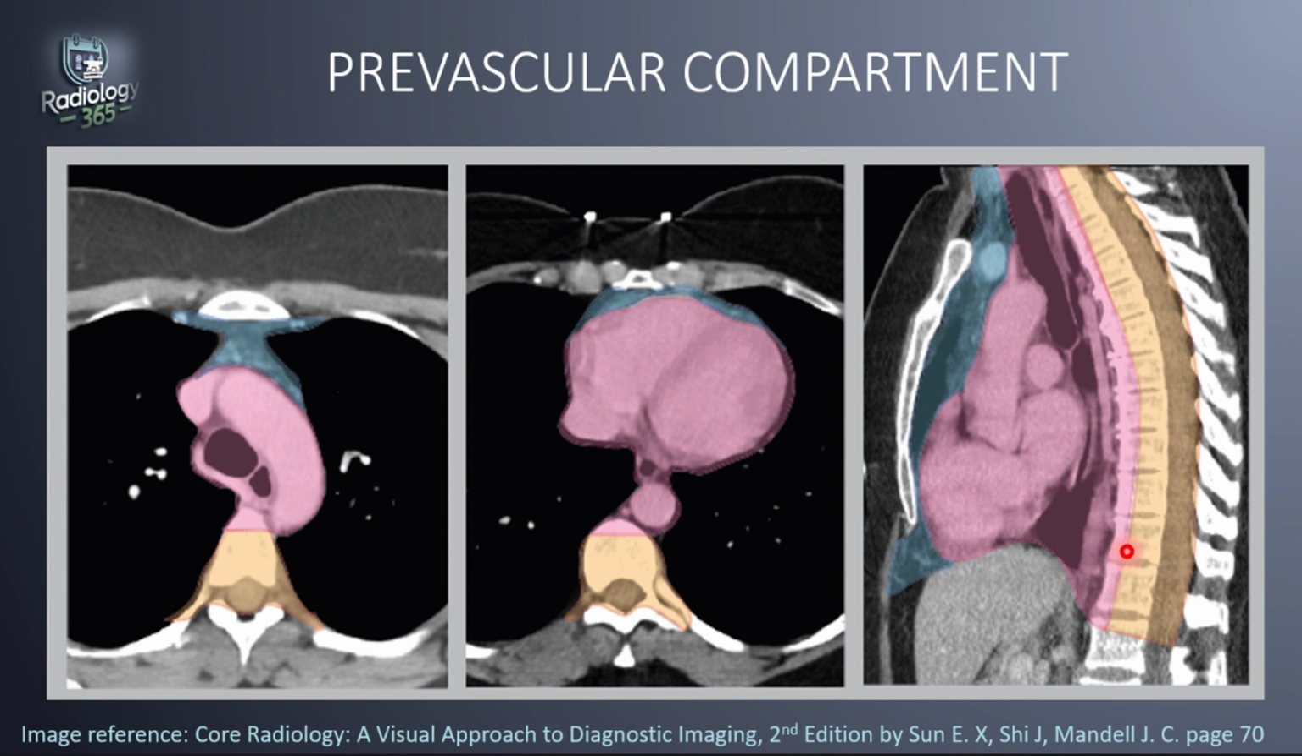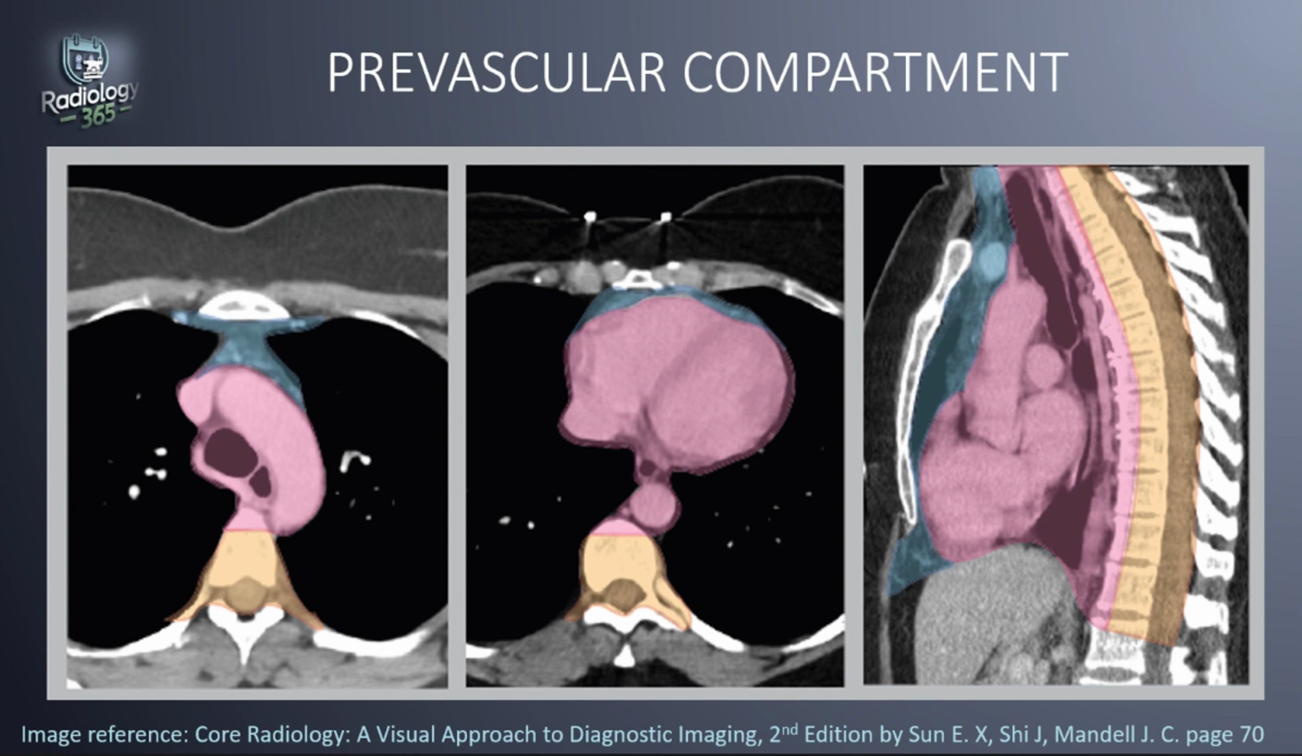thoracic vertebral bodies 1 centimeter posterior to its anterior margin. So if you look at the anterior margin of the vertebral bodies, draw or assume 1 centimeter posterior to the anterior borders, and then that gives you the posterior margin of the middle mediastinum.